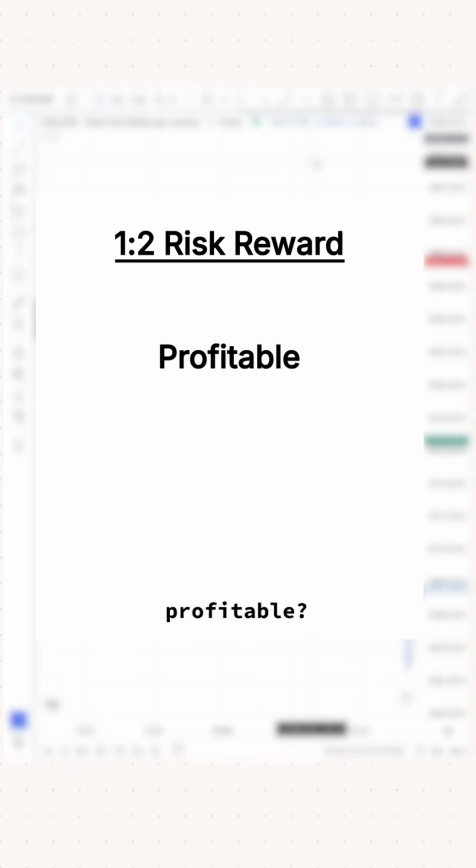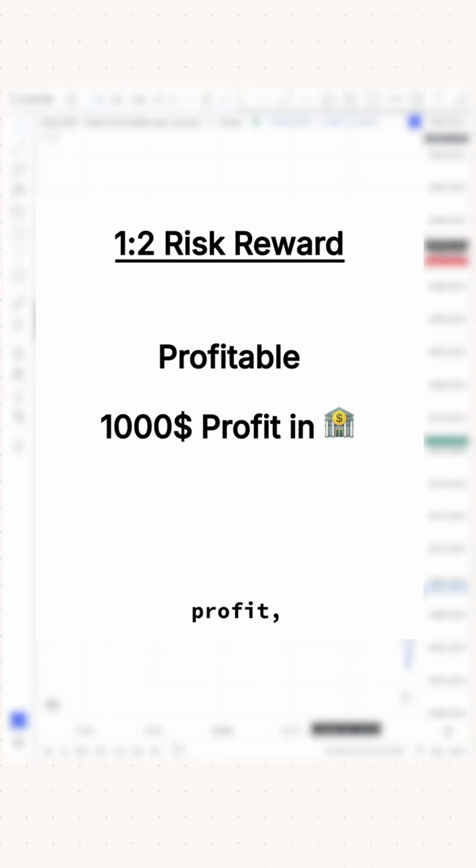Now what do I mean by profitable? Until you make your first $1,000 profit, you will not go beyond or below 1 to 2. Set the benchmark. After that you will be smart enough to manage your risk accordingly.